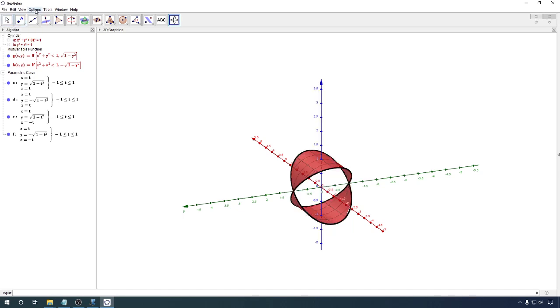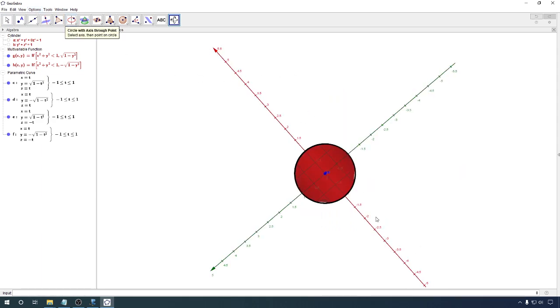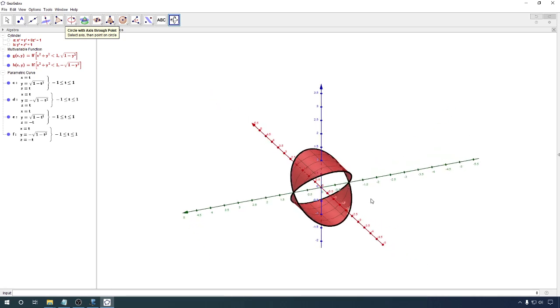But the point here is that we are dealing with a circle. That's what we're working with. So that's what we're going to have to use in order to actually find out what this volume is.